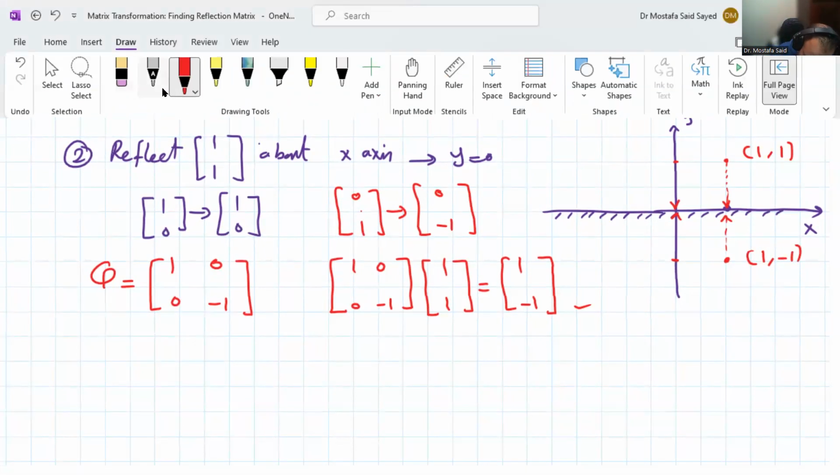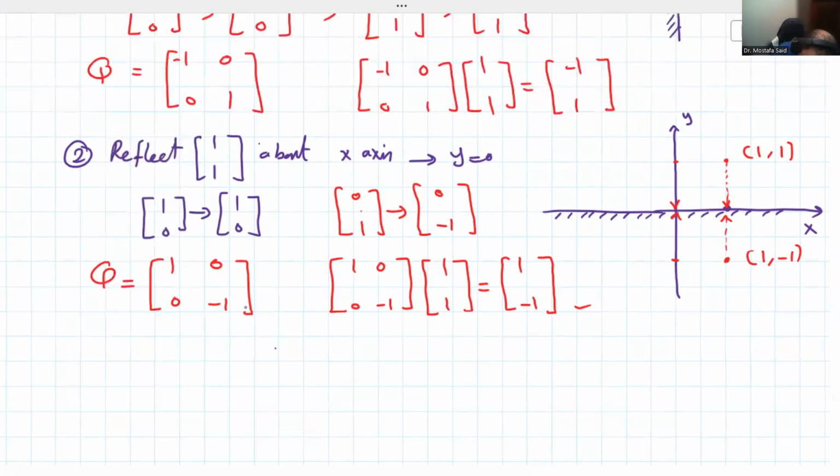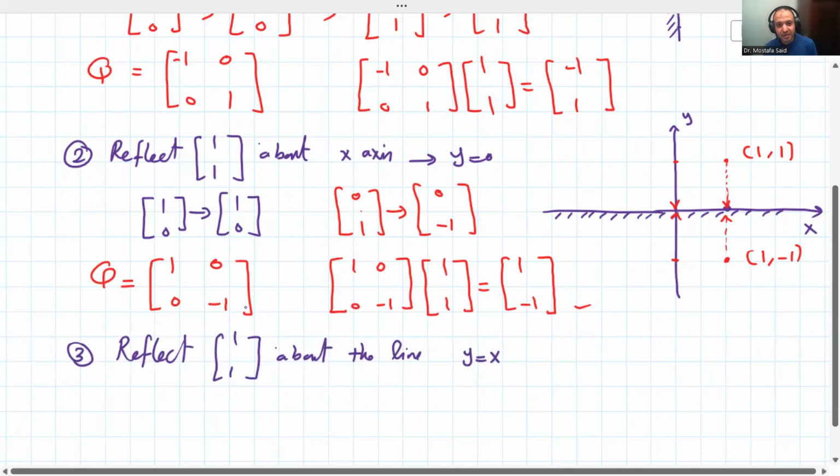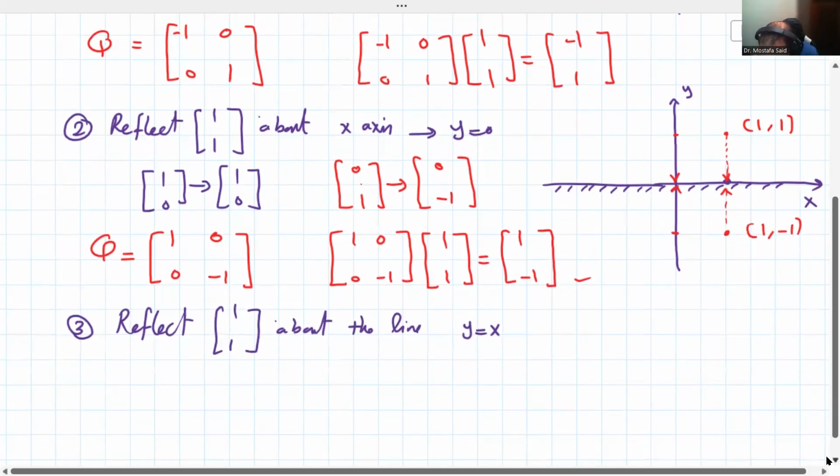Okay, number 3. A little bit complicated now. Reflect 1, 1 still, about the line y equal to x. So let's first draw this line. What does this line look like?